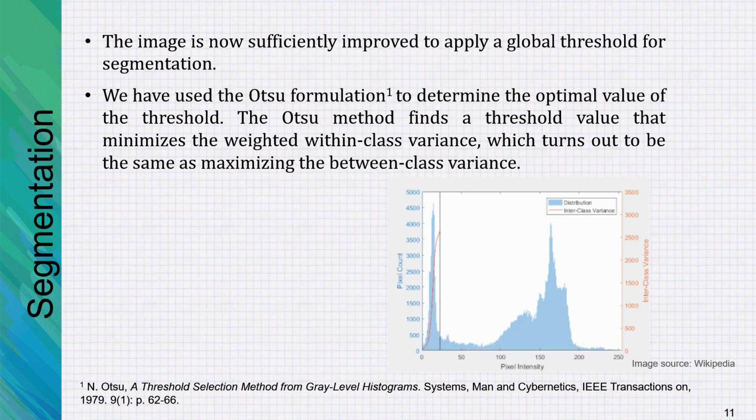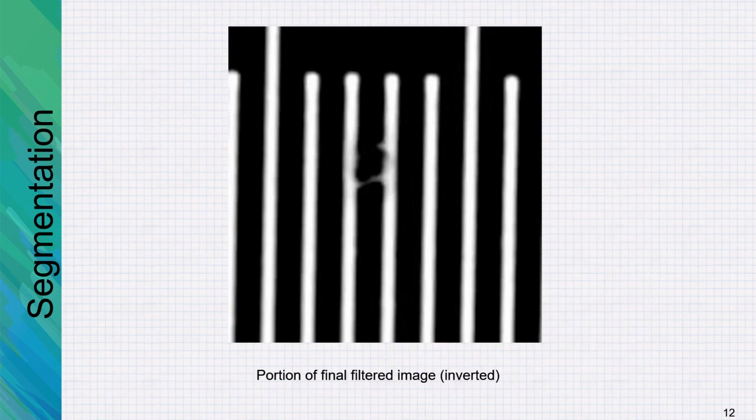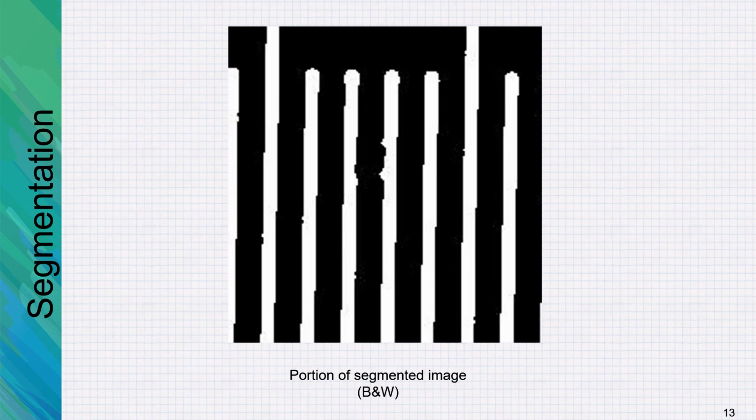The enhanced image is now suitable for global thresholding, and we use the Otsu method to find the threshold. Here we see the change brought about by thresholding. The image has been inverted so that the object of interest is marked by white pixels with black representing the background. Thus we achieve segmentation.